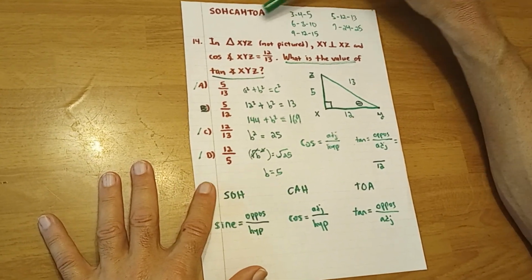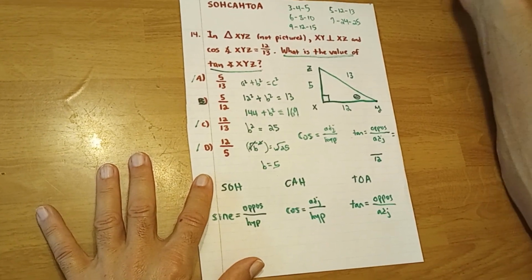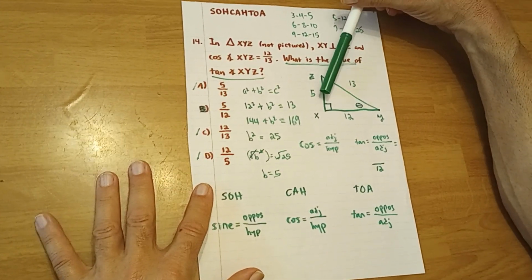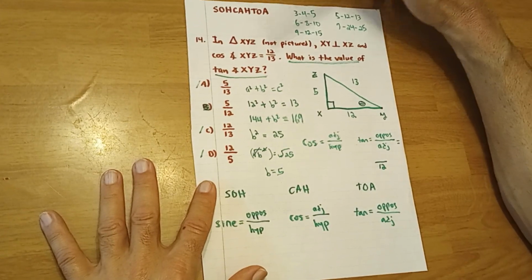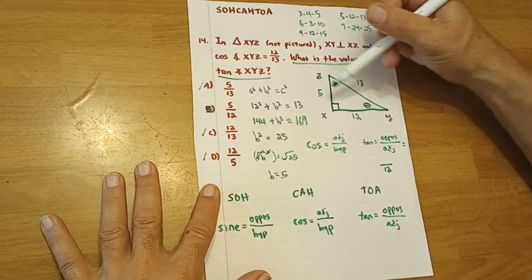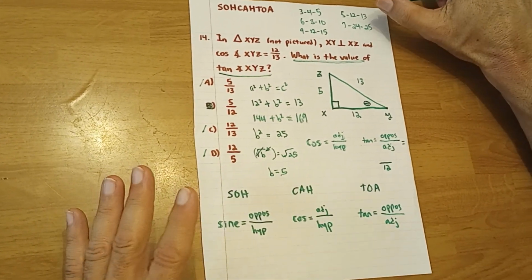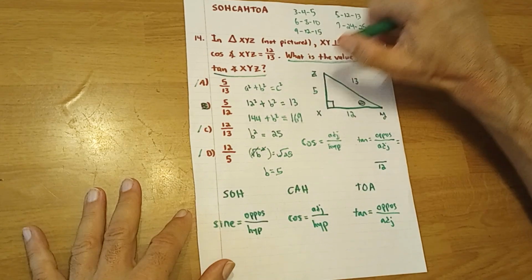Because as soon as I started doing this and I saw 12 thirteenths, I instantly knew that the other side was 5, and since we were looking for the tangent of XYZ, I knew immediately that that would be 5 twelfths. And you can do that as well. You can literally get this answer in seconds if you know this.